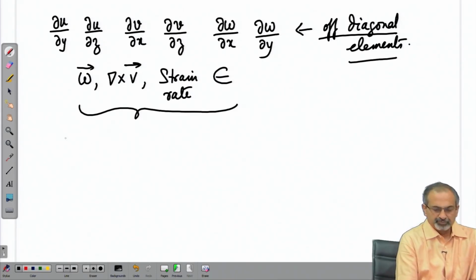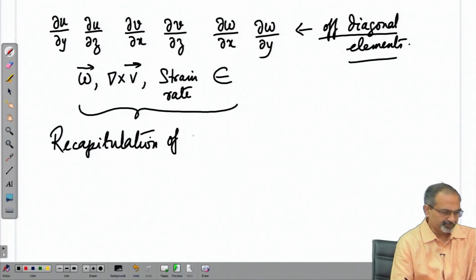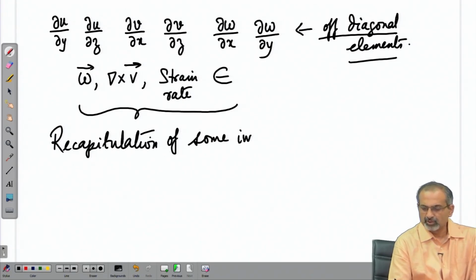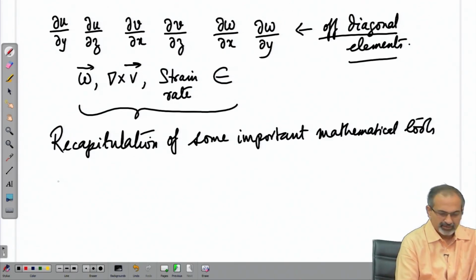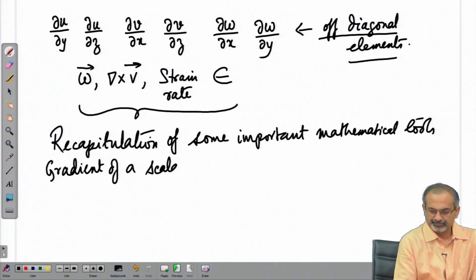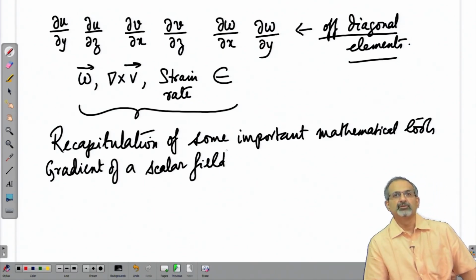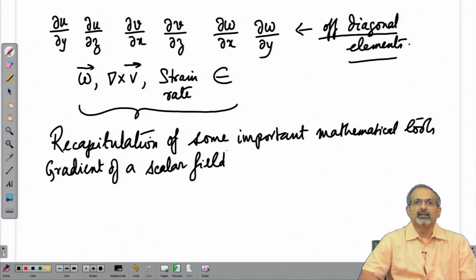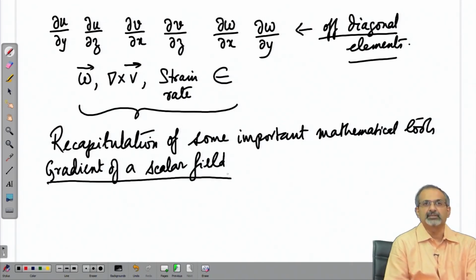Now, we will do a brief recapitulation of some important mathematical tools which include gradient of a scalar field to begin with, followed by divergence of a vector field, and then subsequently we will look at a few integrals, line, surface and volume integrals. So, let us start our discussion on gradient of a scalar field.